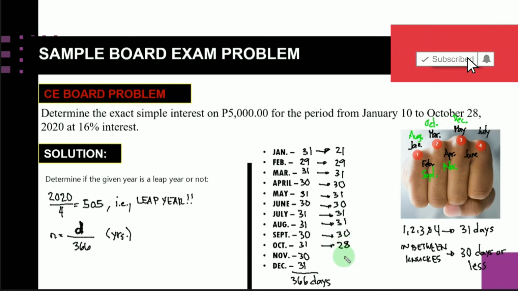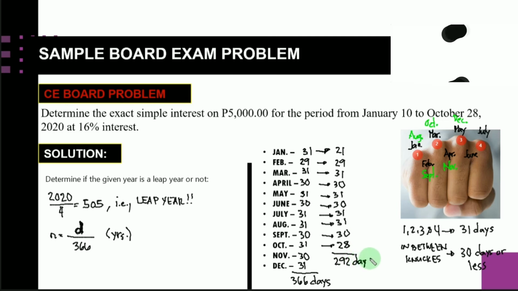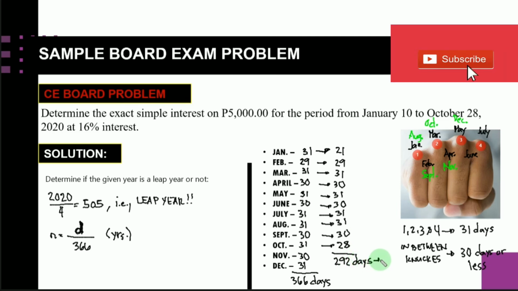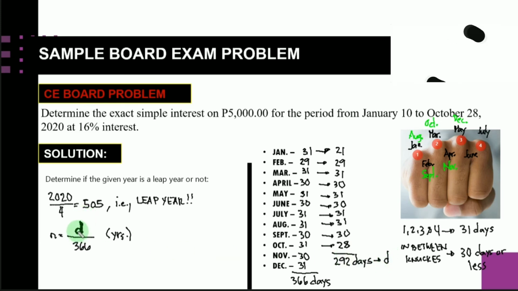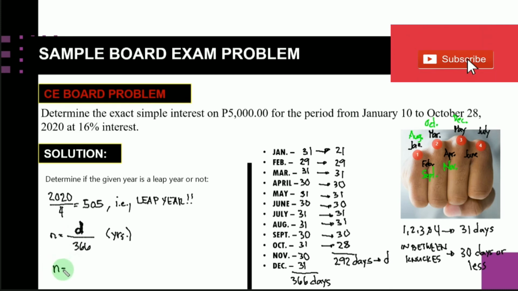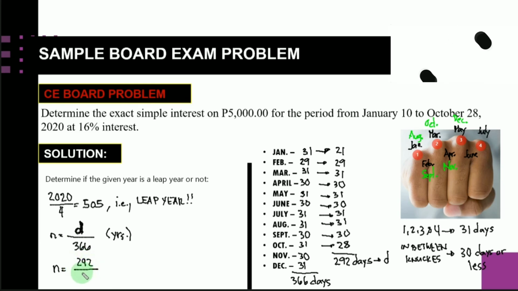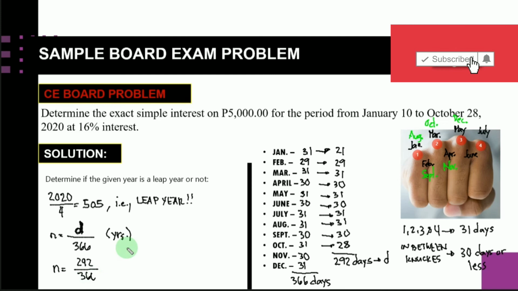If you sum up these days, which is now our duration from January 10 to October 28, this is equivalent to 292 days. So this is our small d. We can also say that our n is simply equal to 292 divided by 366.